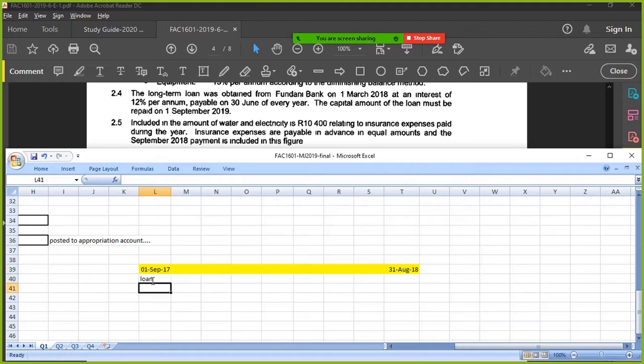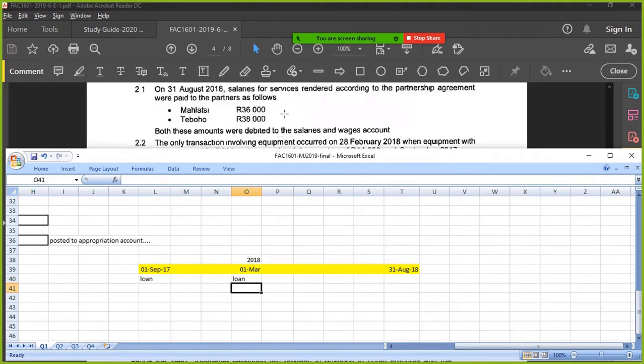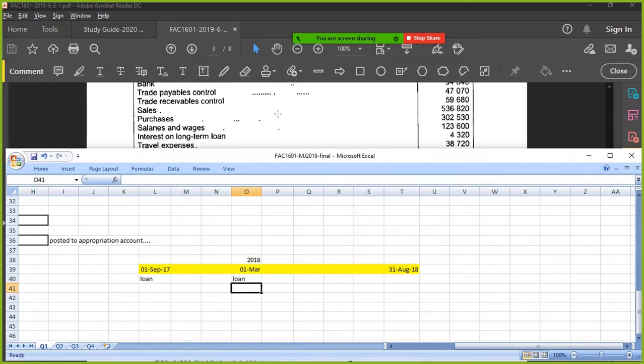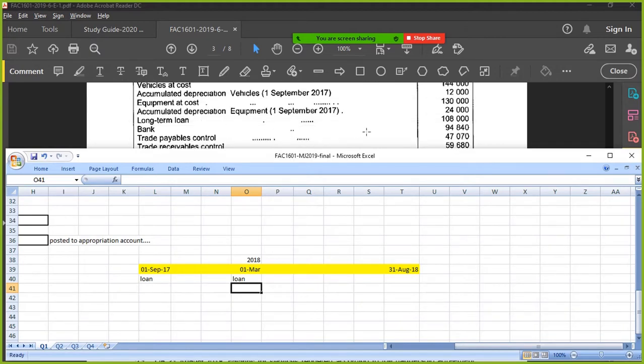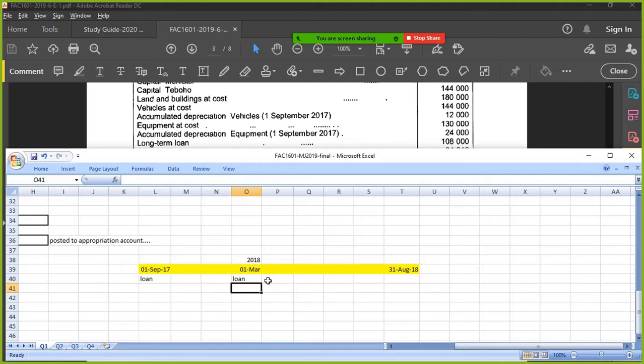Okay, the loan. Long-term loan was acquired from the bank on the 1st of March. Ooh, it's in between, hey? See how important it is to draw a timeline. Helps a lot. Okay, that's September. That's August. This was when? 1st of March. Okay, the long-term loan was acquired. So loan. How much was the loan? Where's my loan? Yeah, long-term loan. It looks like 108.